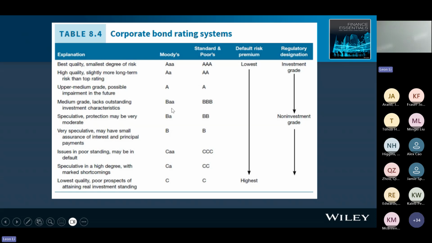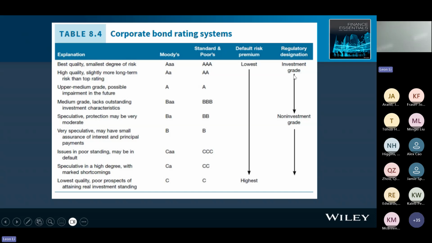Then triple B, double B, and C. And you can see their explanation. So triple A is the best quality, smallest degree of risk, right? Double B, C. C is the lowest quality, right? Poor rating, right? So the default risk premium: for the triple A, the lowest default risk premium because low risk, low return, right? And the C rating, highest default risk premium, okay?